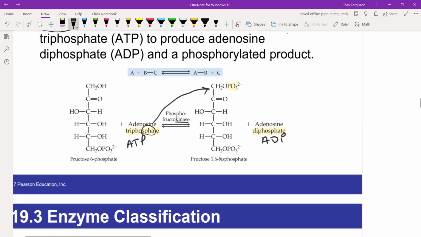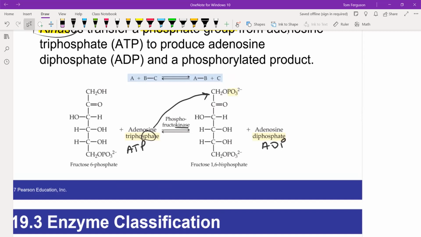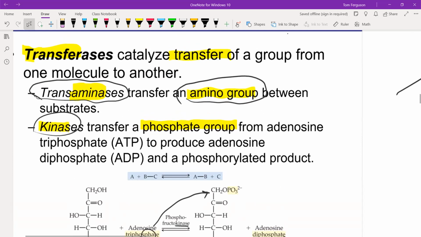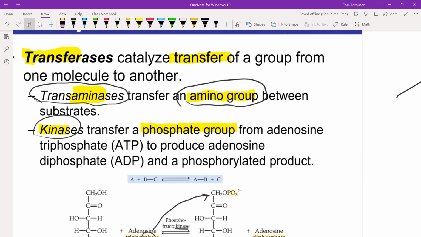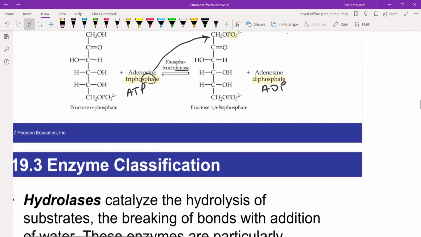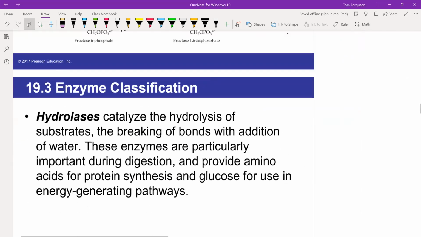We're going to see this again when we talk about glycolysis. There are three main steps to carbohydrate metabolism. There's glycolysis, Krebs cycle, and electron transport or oxidative phosphorylation. Those are the three main groups we're going to talk about in intimate detail. Okay, so those are the two kinds of transferases, the aminases and the kinases.